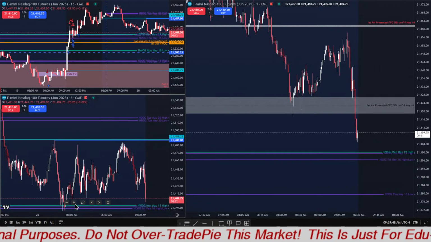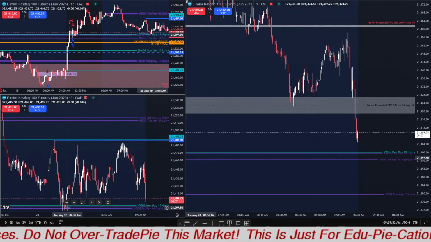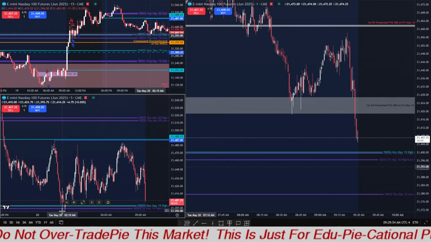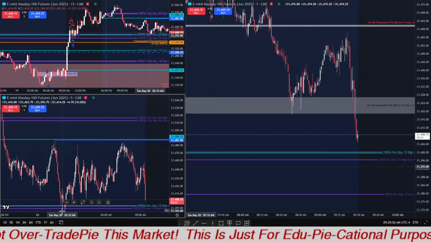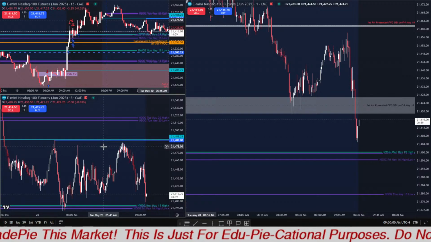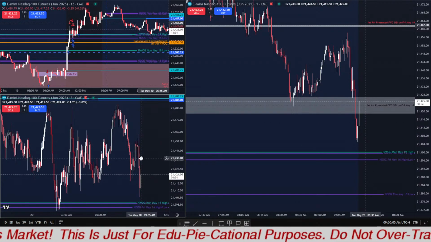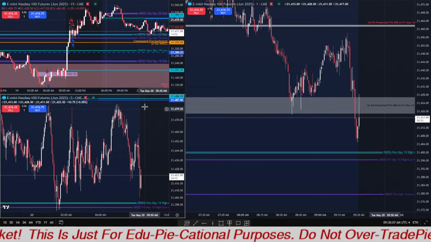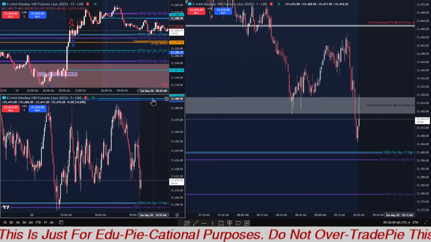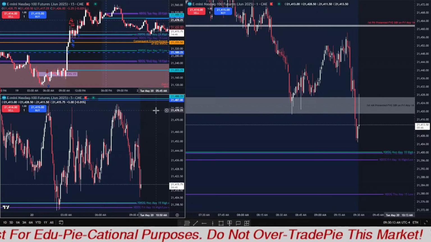To me it's favorable to send price lower to clear also this sell side liquidity at 21,393, and then start sending the price higher to the buy side liquidity over here. This buy side liquidity is also just below the settlement price of yesterday.